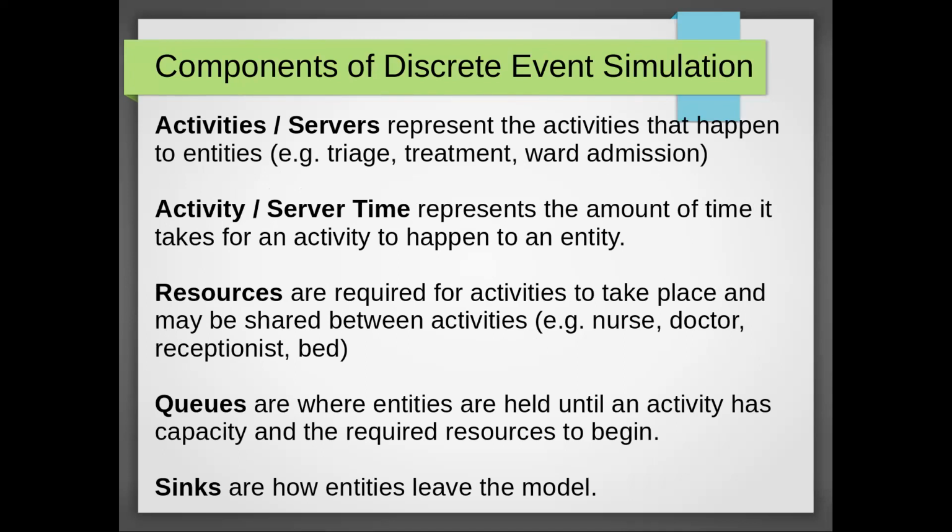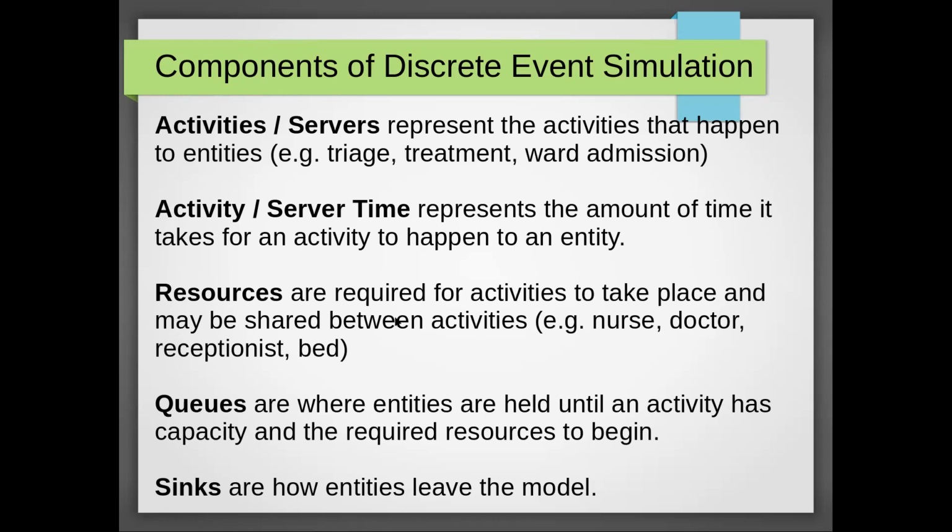Then we have activities or servers. I've talked so far about processes. In discrete event simulation language, we refer to them either as activities or servers. In this course, we tend to call them activities rather than the server nomenclature, but you may see servers mentioned in discrete event simulations as well, and it basically just means the same thing. It's the stuff that's happening to people, the stuff that these processes are doing as they go through. These are things like triage, treatment, ward admission, whatever it may be. And with each of these comes an activity or server time, which represents the amount of time it takes for an activity to happen to an entity. We typically randomly sample that from a distribution, which we'll come on to, in order to approximate real life variability. And we've already talked about that a little bit on the course.